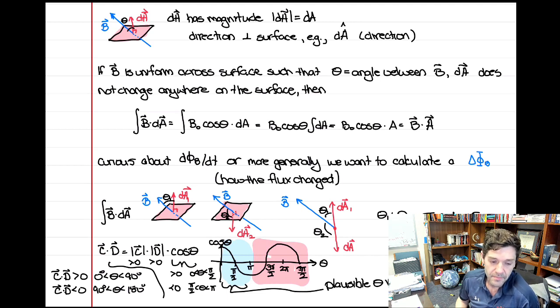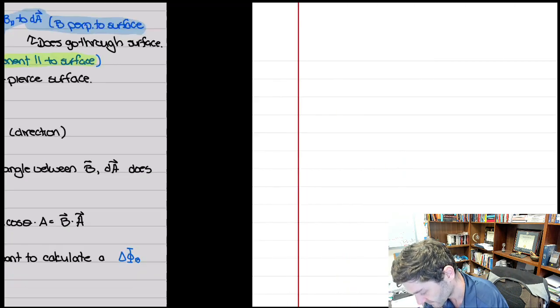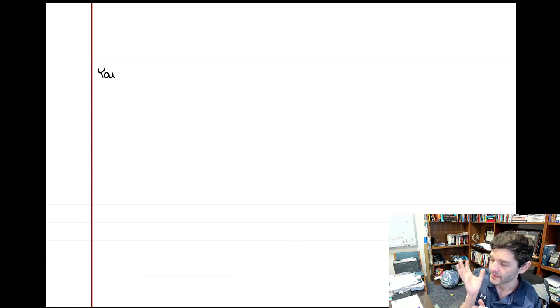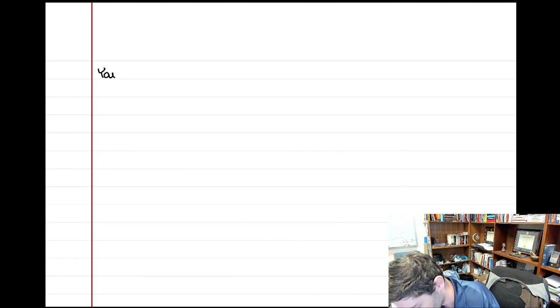So things that are closer to being parallel give positive flux. Things that are closer to being anti-parallel correspond to a negative flux. Now the nice thing about flux is that it is your choice which normal vector to use. There are sometimes conventions, like if you have a closed surface, something that encloses a finite volume, the convention is that the normal vectors point away from the volume rather than into the volume.